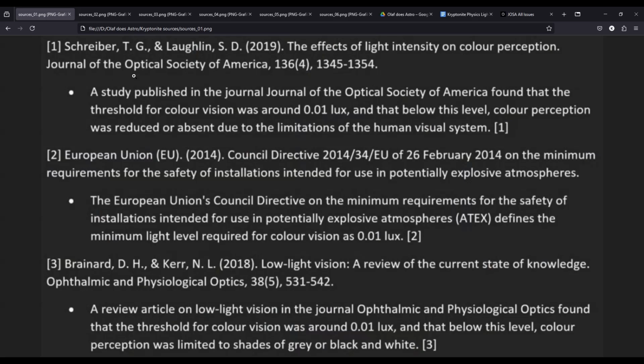Why would the Optical Society of America spell color with a U? Now that doesn't make sense to me, does it? So I decided to look it up. Journal of the Optical Society of America, journal number 136, issue number 4, pages 1345 to... okay, so I looked this up.